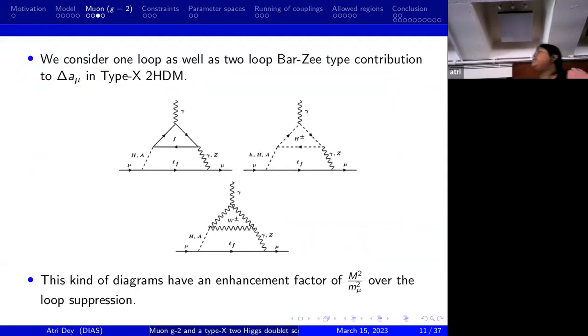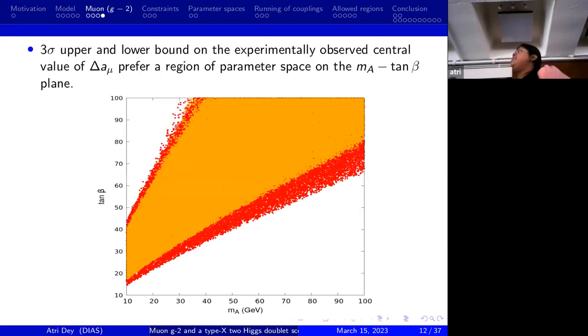So here the first diagram actually contributes a lot among these three major contributions. It can give us the 3 sigma upper and lower bound coming from the experimentally observed central value of delta mu in the MA and tan beta plane. MA is the mass of our pseudoscalar. We can allow tan beta of the order of 100, and MA can be very small. So this diagram has a major contribution, and this whole yellow region is right now the region which can explain our muon anomalous magnetic moment up to 3 sigma.